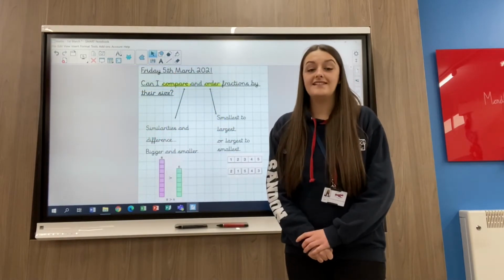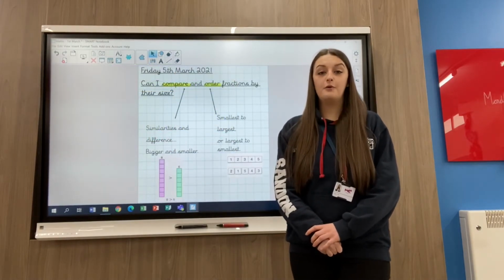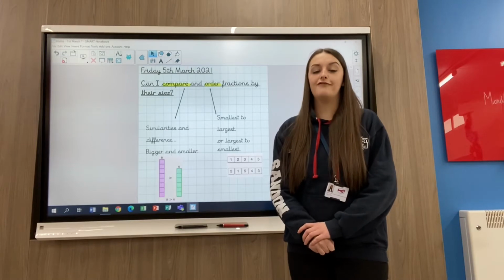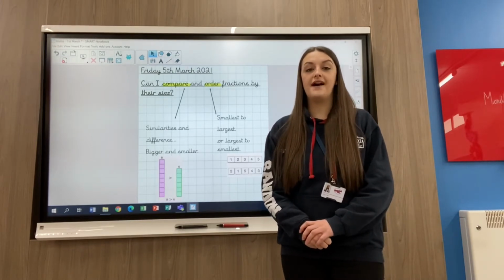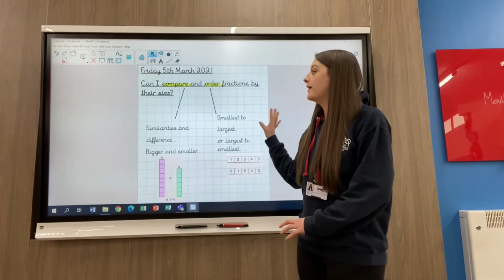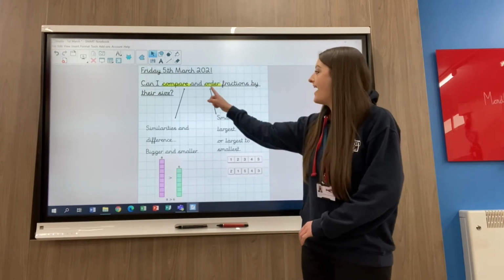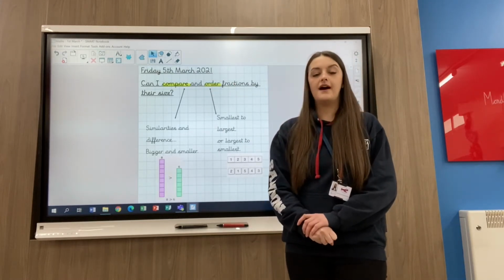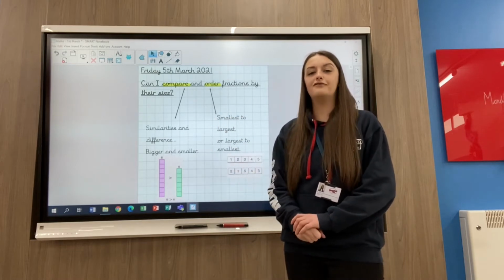So you should have just completed my warm-up challenge in your purple book or on your whiteboards of finding those equivalent fractions using my fraction wall. So today we're going to be moving on to comparing and ordering fractions by their size. That's our learning question for today.